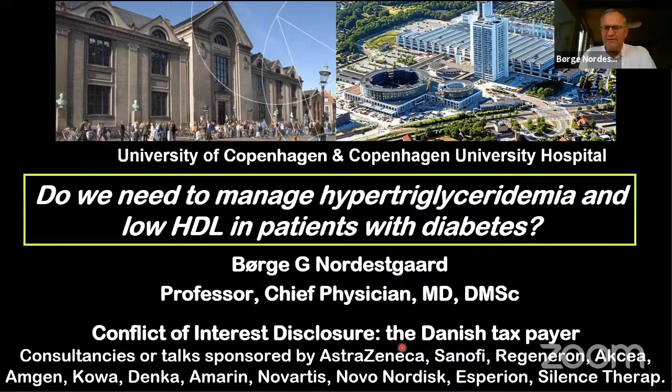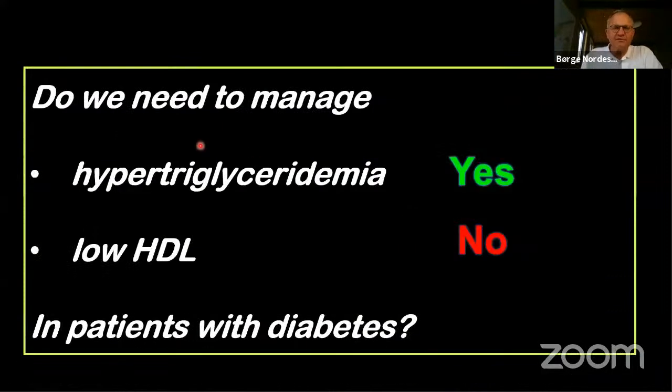So the title is here: Do we need to manage hypertriglyceridemia and low HDL in patients with diabetes? And I think I'll start with the conclusion. Do we need to manage hypertriglyceridemia? Yes. Do we need to manage low HDL? No, in patients with diabetes.